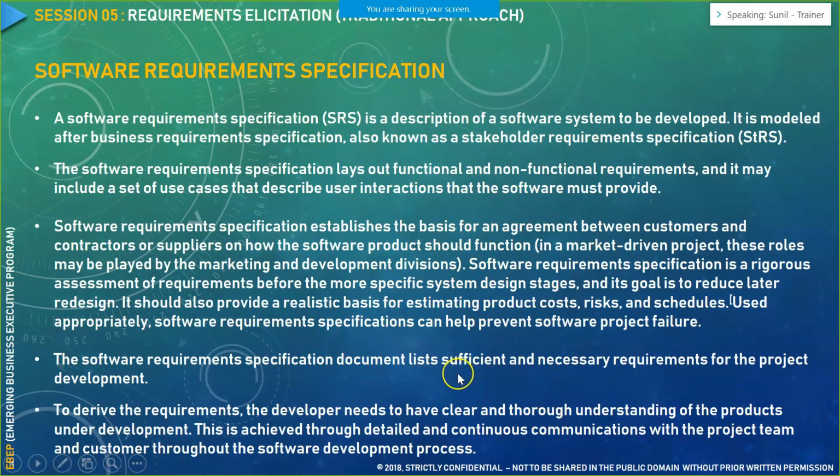It lists sufficient and necessary requirements for the project development. These are pretty much self-comprehensible. Ultimately every project has these two mandatory documents, the business requirement document and the software requirement specification. So you cannot do away with them. These are the two important documents that you need to create.